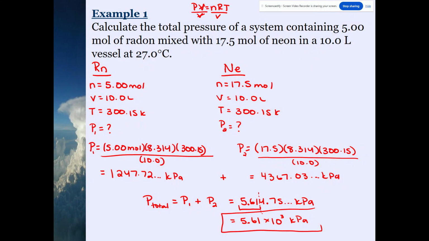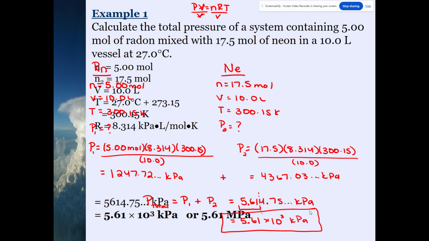Now, when I taught this lesson to my students, I had a very clever student who said, couldn't you just add the moles together and do the PV equals nRT calculation once? Which is true, you actually could. Because these gases are the same volume and temperature in the same system, you could just add the moles together, get total moles, and then do the PV equals nRT formula once to solve for pressure.